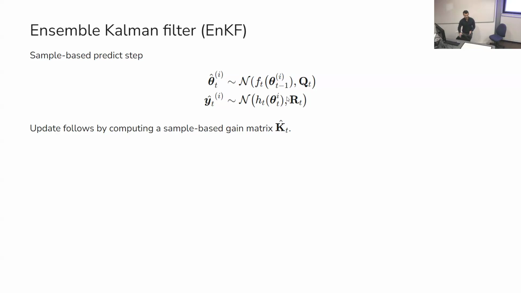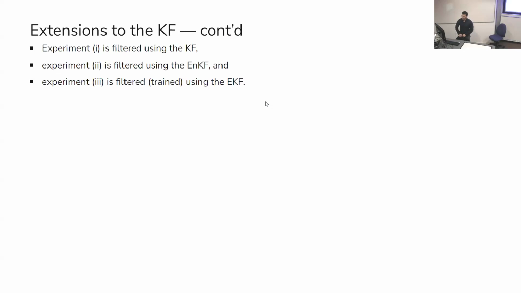I have a bunch of particles that evolve through time, but I want to make updates on those parameters and the distribution of the parameters as if they are Gaussian, right? Why? Well, just computational reasons. There's really no theoretical reason why I would be doing this. Of course, unless f and h are linear, which they are not going to be for the problems that we're interested in.